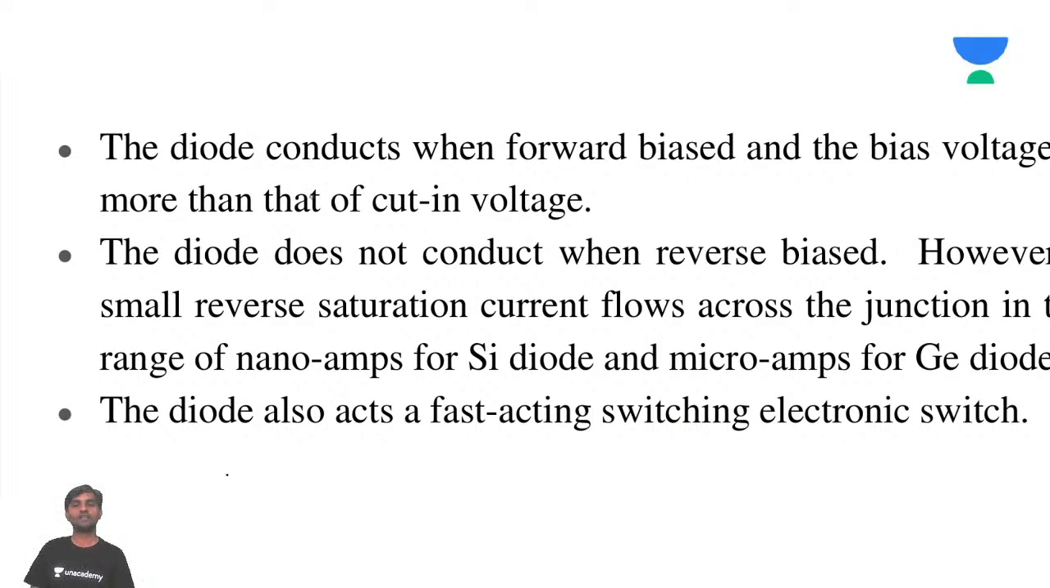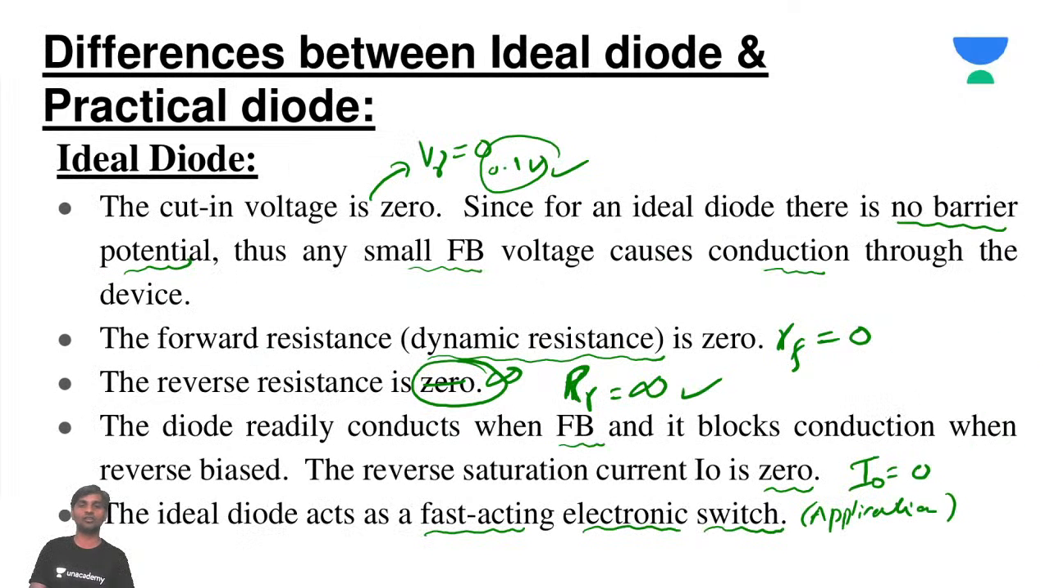The diode conducts when forward biased and the bias voltage is more than the cut-in voltage. Conduction will not start immediately; it will start after the cut-in voltage is reached. Whereas for an ideal diode, conduction should start immediately after 0, at 0 itself. This is an ideal diode.